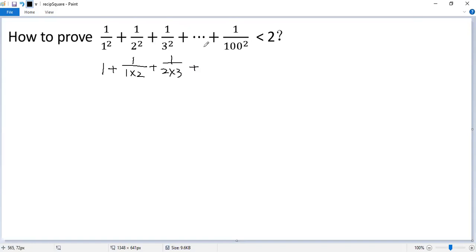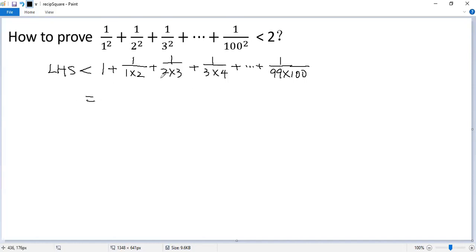1 over 4 squared would be less than 1 over 3 times 4. So the last term would be less than 1 over 99 times 100. That means the left-hand side is less than that expression.